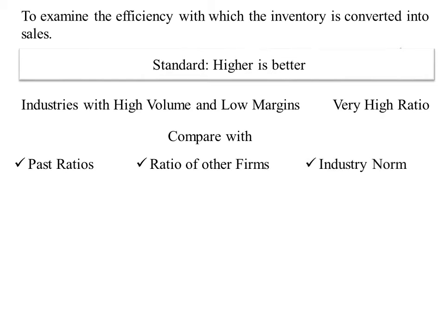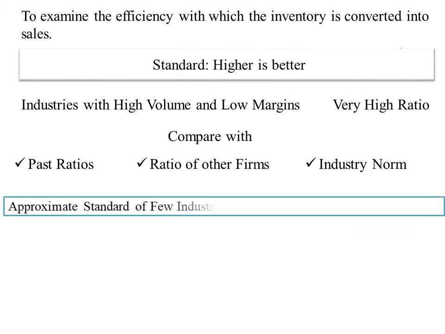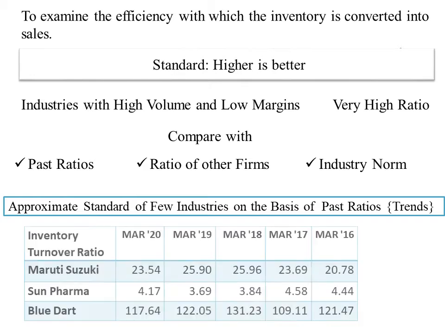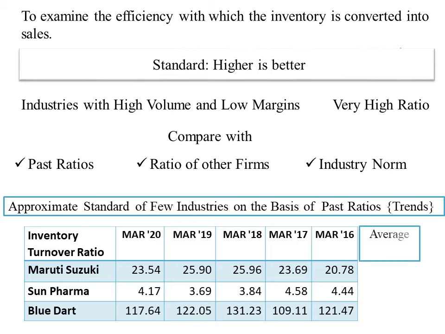Now we shall have a look at the trends of a few industries and decide their approximate standard. I have taken ratios of the last 5 years of 3 industries from 3 different sectors. On the basis of the average of the last 5 years' trend, we can say that the standard inventory ratio of Maruti Suzuki from the automobile sector is approximately 24 times, and that of Sun Pharma from the pharmaceutical sector is approximately 4 times, whereas that of Blue Dart, which is from the courier sector, is approximately 120 times. Now we are going to learn the interpretation of this ratio.